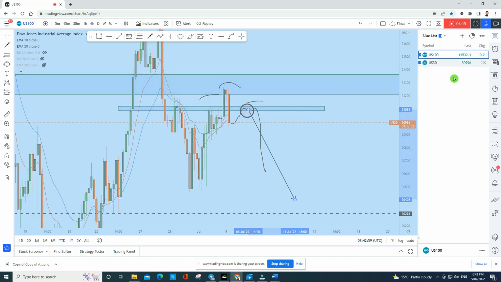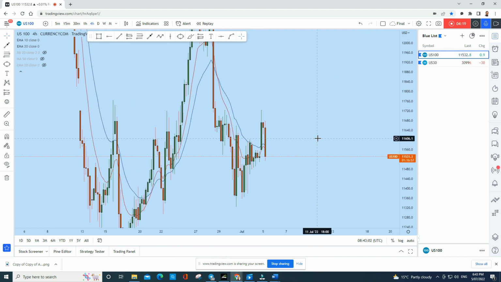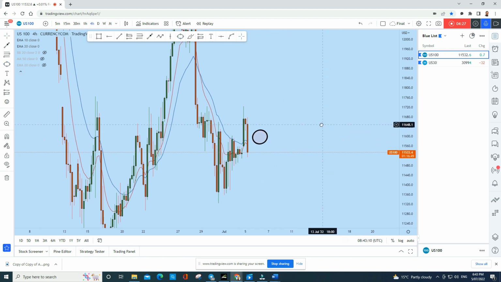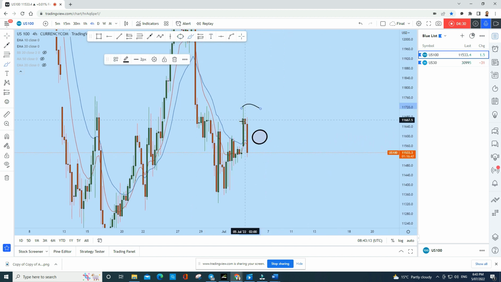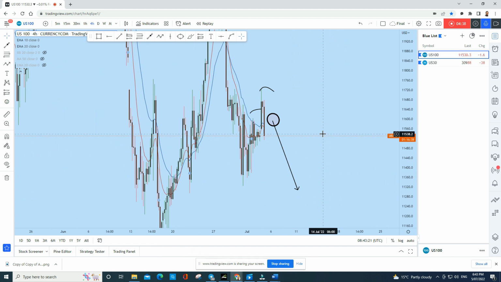Now, as you can see, US30 and US100 are creating a similar kind of price action, as both are indices. We will be waiting for a possible head and shoulder formation on the 4 hour time frame on US100 in the same way, and then we will be trading to the downside with a high risk to reward ratio with our students.